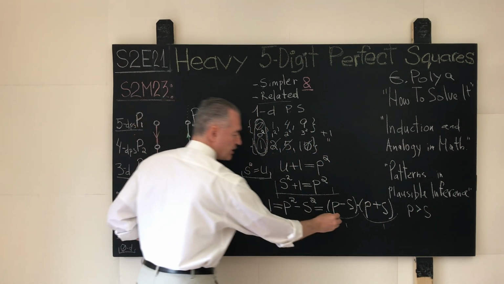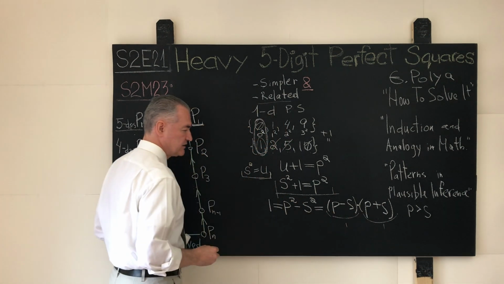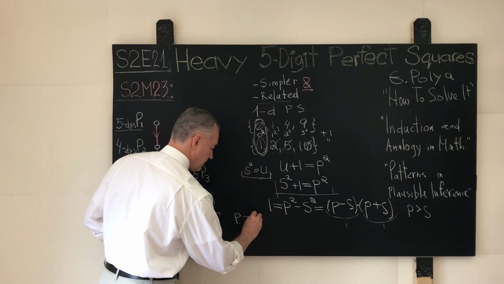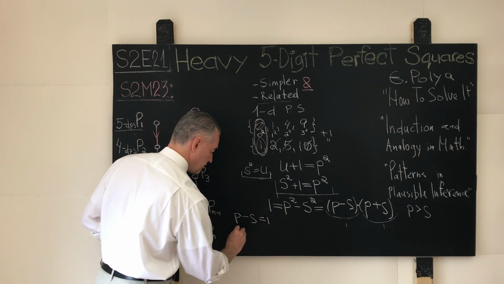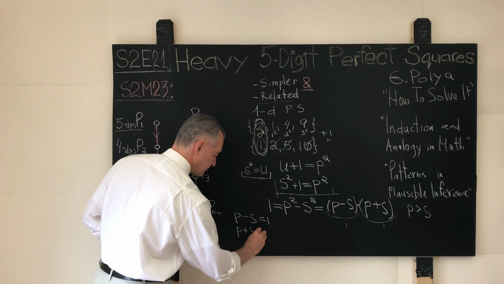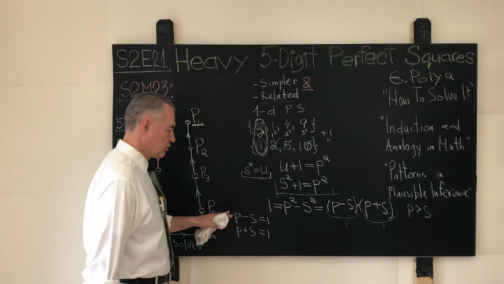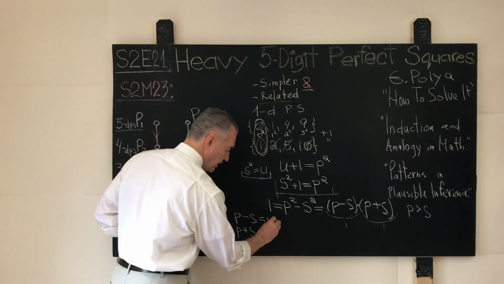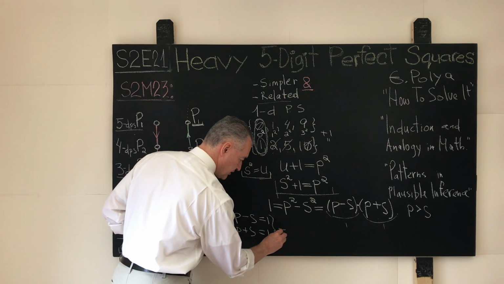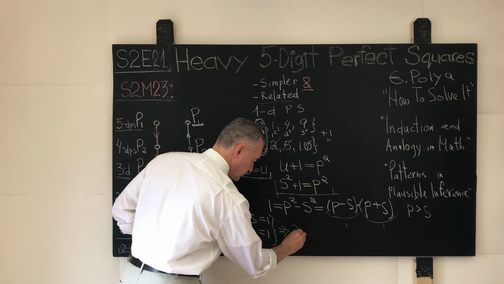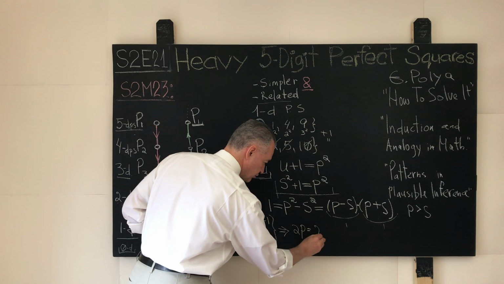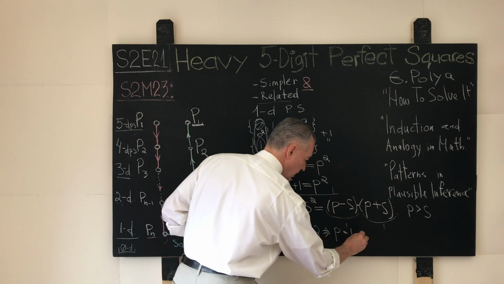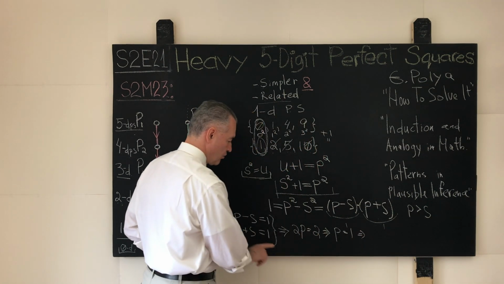So in this case, this product over here translates into what? It translates into p minus s must be equal to 1. P plus s must also be equal to 1. What do we do with these equations? Well, we add them together, we erase s, and from this, what does it follow? It follows that 2p equals 2. From here, it means that p is equal to 1, and from here, it follows what?